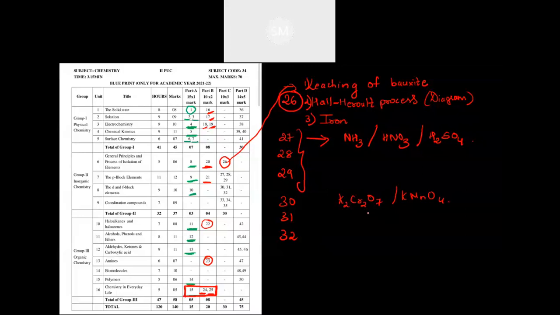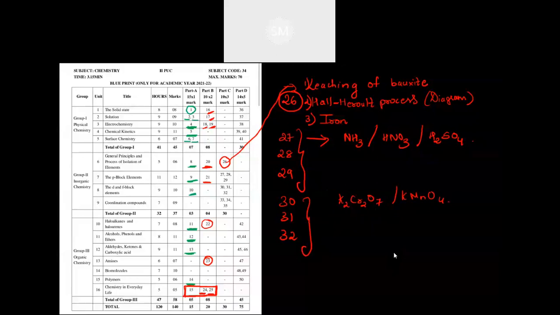Then the remaining things could be the give-reason type, like the magnetic property or lanthanoid contraction, that could be again anything. But the sure question, one, I'm predicting that and telling you over here. Out of these 3, one is predicted.